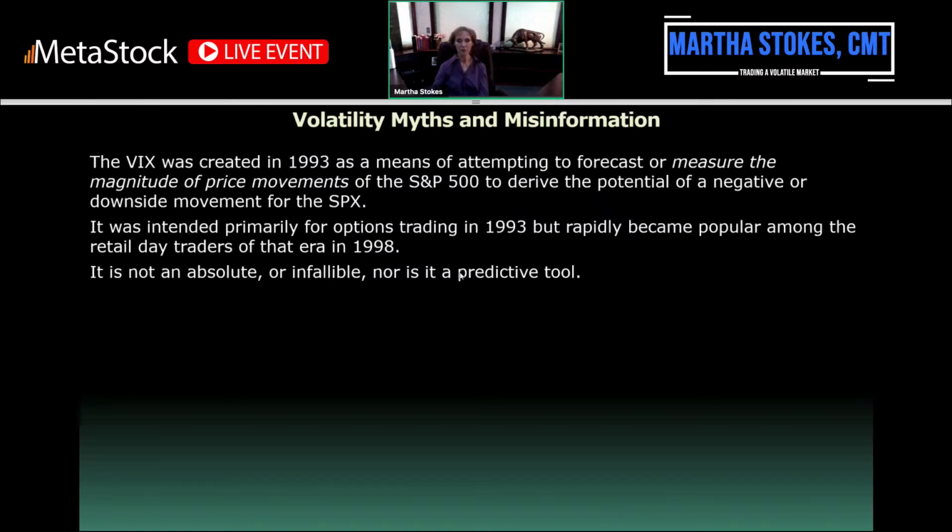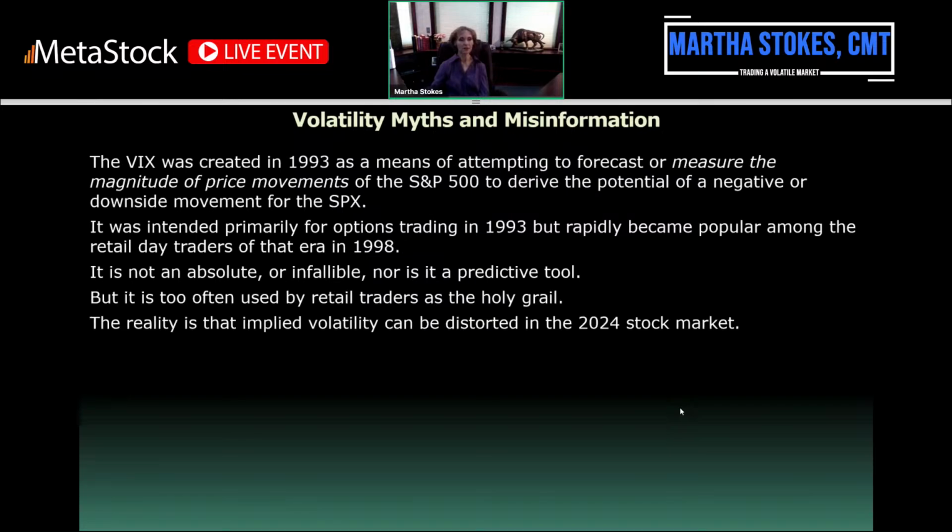I want you to write down "predictive," and then I want you to put a line across it, and I want you to stop using that word. Why? Because that word is telling you that that's an absolute. Predictions are absolutes. This is going to happen. A recession is going to happen. It's not going to happen, okay? There's many reasons why. But it is too often used by retail traders as the holy grail.